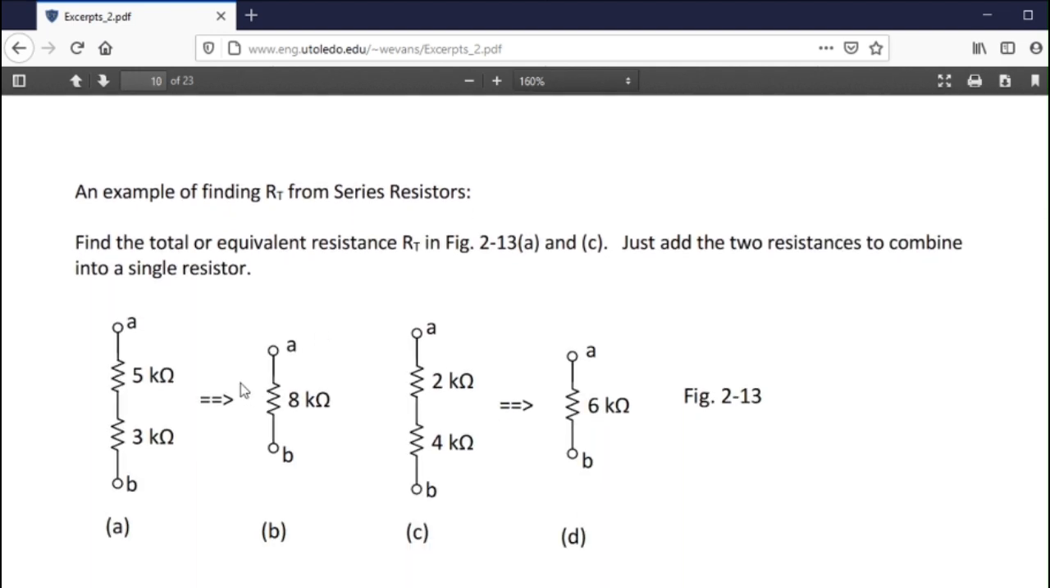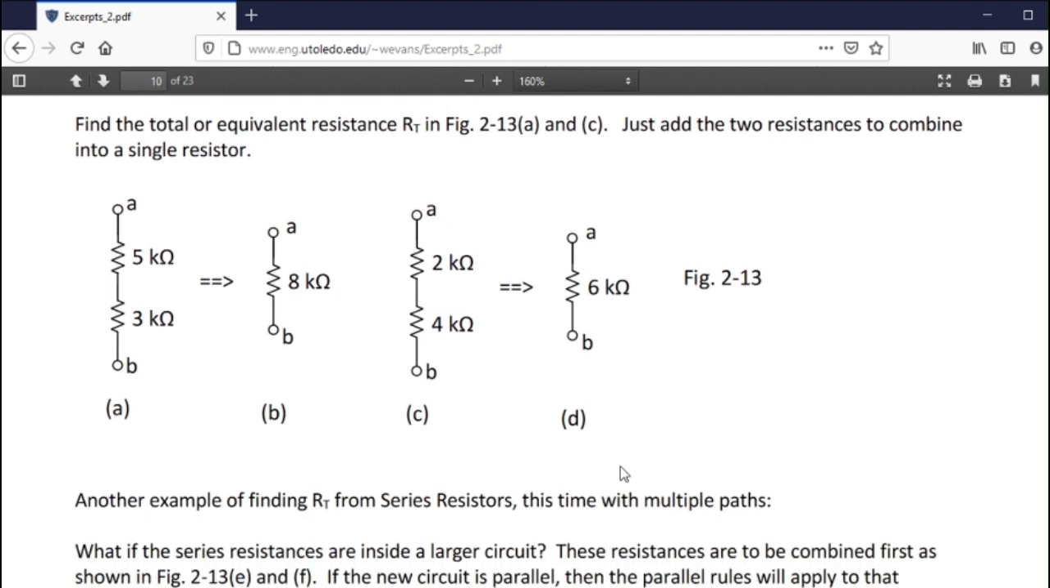So let's combine some resistors and find the R total. All right, so if I have a 5 and a 3, what would that be? Well, 5K plus 3K is 8K. They're in series because they're strung together. What about this one? 4K plus 2K. They're in series, so there's a 6K.